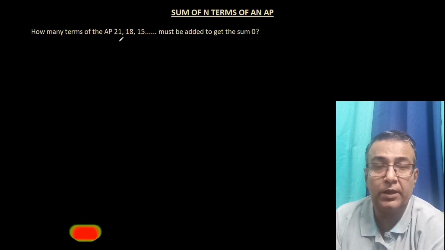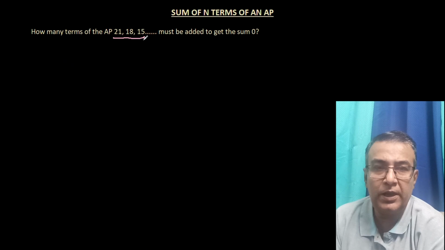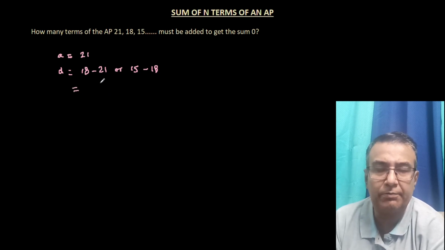Okay, so the next question is, how many terms of the AP 21, 18, 15 and so on must be added together to get the sum equal to 0? So we know that the AP is 21, 18, 15 and it keeps going like that. From this AP, it is very clear that the first term a will be equal to 21. The common difference d can again be found by taking any term and subtracting from it the preceding term. Whether we take 18 minus 21 or 15 minus 18, it's going to be the same thing, and we see that the common difference d is equal to minus 3.